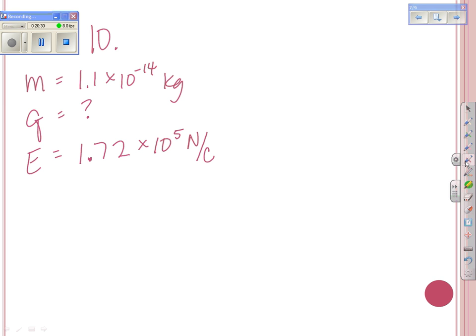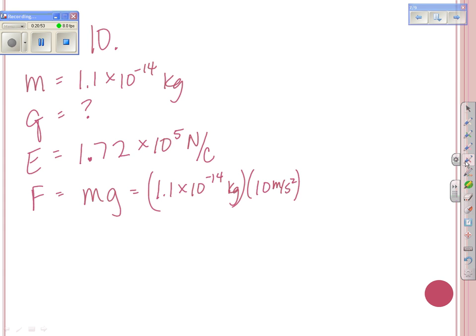I'm going to remind you that you can figure out a force. If you remember, force equals mass times gravity. We have the mass of 1.1 times 10 to the negative 14th kilograms. We know gravity to be 10 meters per second squared. So you're able to find a force that is 1.1 times 10 to the negative 13th newtons.